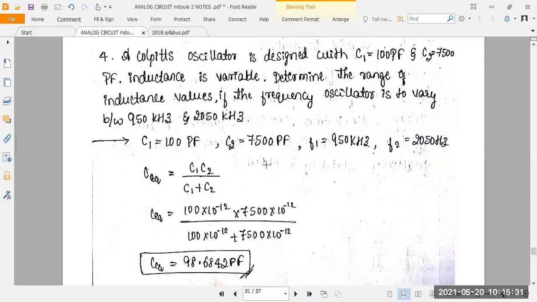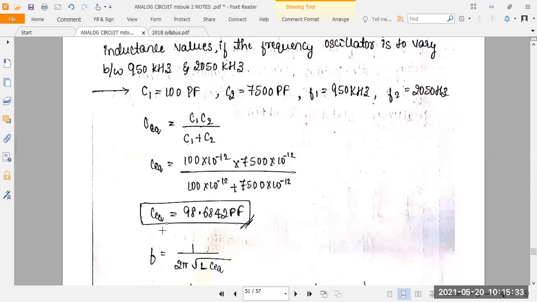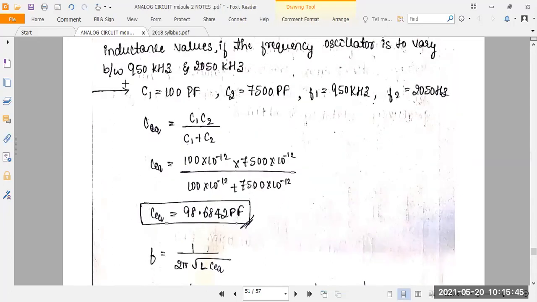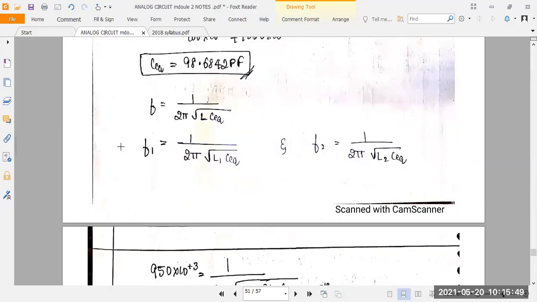We know C1 and C2, so find the equivalent capacitance, which is 98.68 picofarad. Take the frequency equation and substitute C equivalent. Here you take L1 and L2, because we want to compute for the lower frequency and the higher frequency.